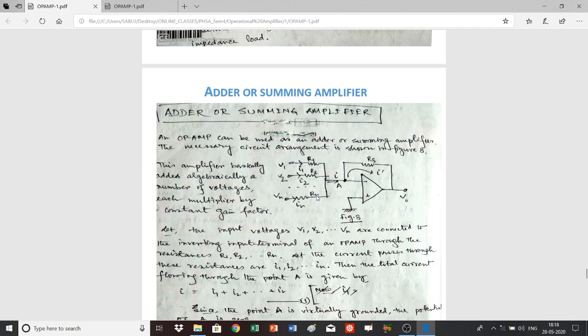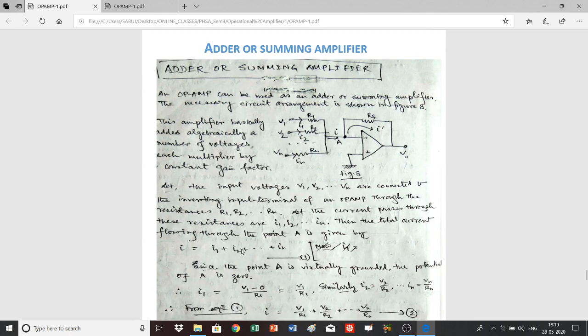And let the currents flowing through the resistances R1, R2, R3, up to Rn be I1, I2, I3, up to In. Then the net current that will enter the point will be the algebraic sum of these currents. That means I is equal to I1 plus I2 plus etc. plus In. Furthermore, since this point is a virtual ground, the current I and I prime will be identical, and you can also find the values of I and I prime from this circuit.